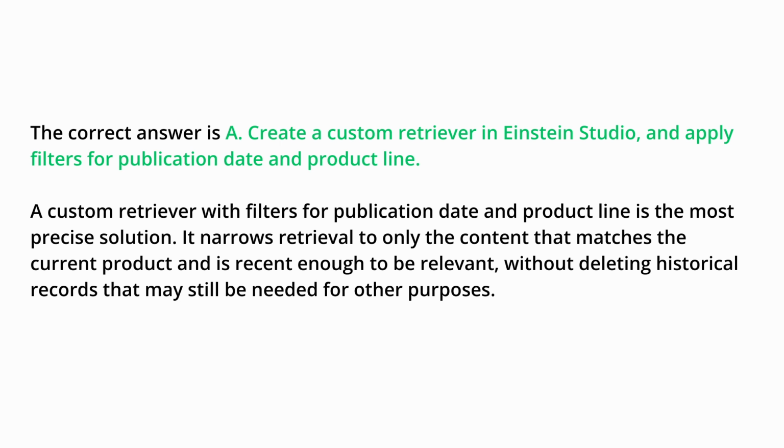Create a custom retriever in Einstein Studio and apply filters for publication date and product line. A custom retriever with filters for publication date and product line is the most precise solution. It narrows retrieval to only the content that matches the current product and is recent enough to be relevant, without deleting historical records that may still be needed for other purposes.